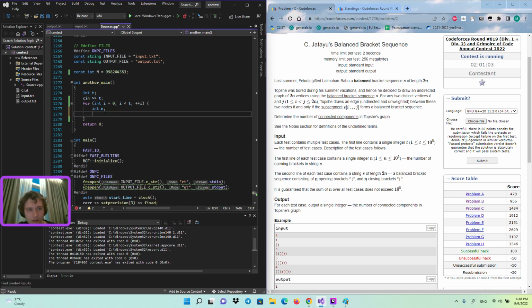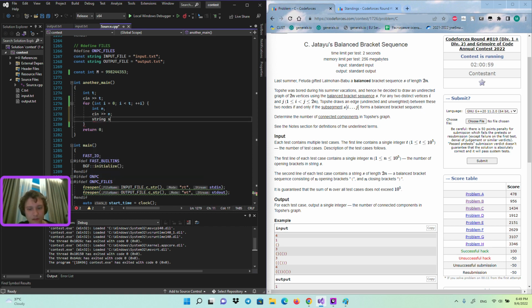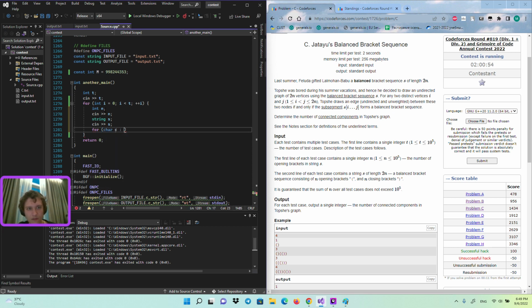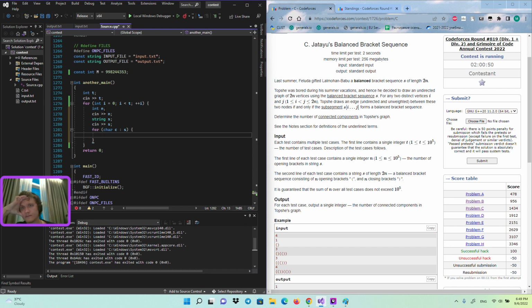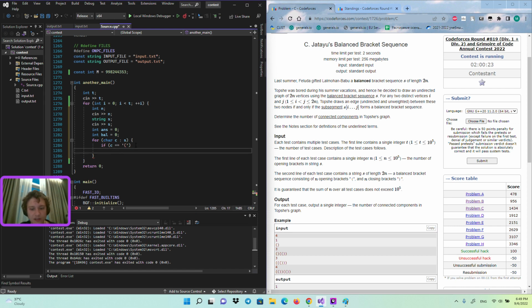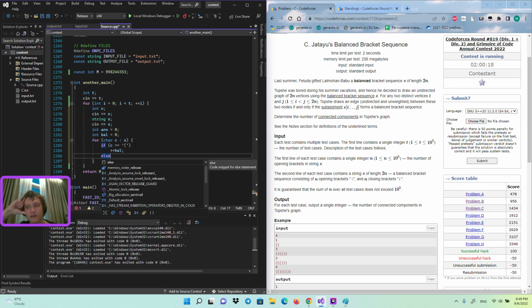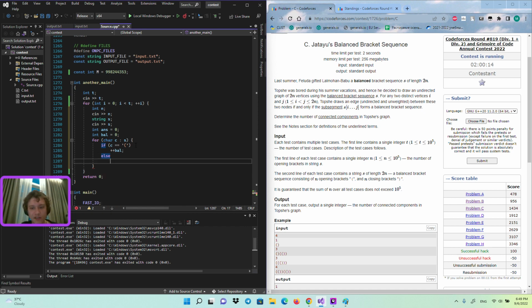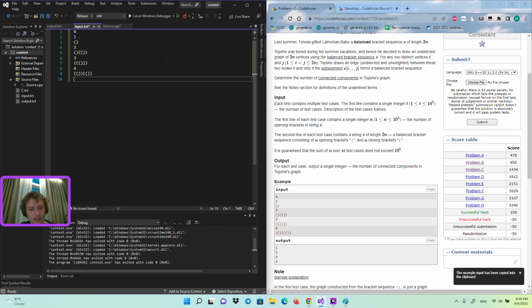Okay, we read n. We read the sequence. So we just track the answer. It's like 0 in the beginning. So if it's opening, we just increase our balance. And if it's closing, what do we do then? We just increase the answer. That's all. And decrease the balance. Just like it. It's strange, but let's check.